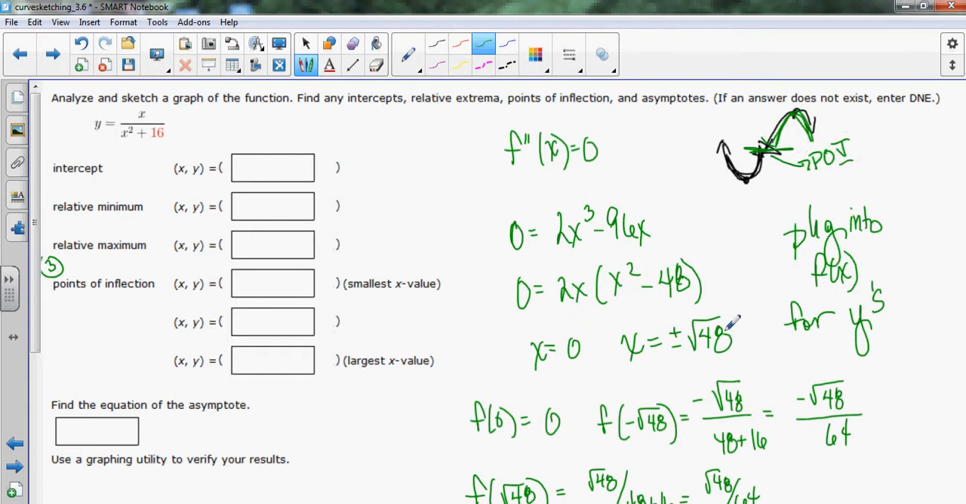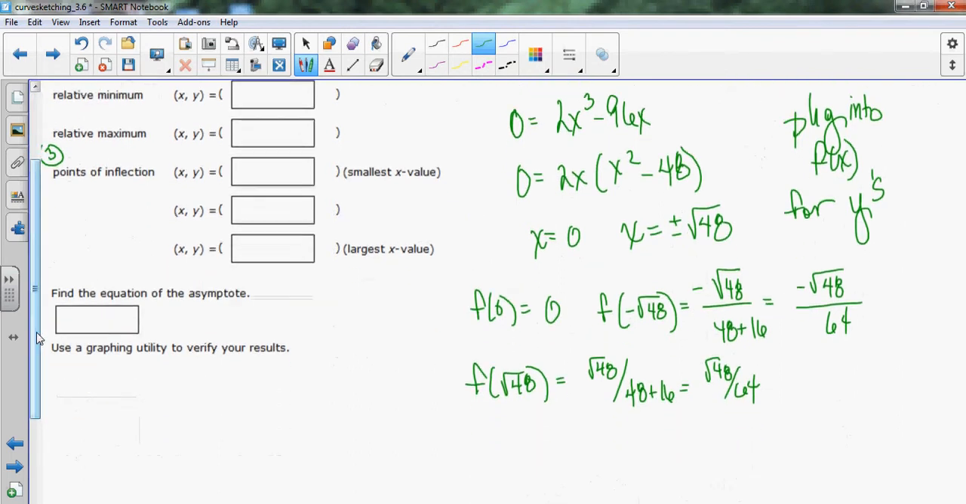So I have 3 points of inflection that I'm going to have to plug into my original. And one of them is going to be at the 0. Plug in the 0 to the original, you still get out that 0, 0. You plug in the negative radical 48. That's the smallest of the 3 numbers, so that will be my smallest point of inflection. You get a negative radical 48. When you square that, you're just with a positive 48 plus 16. So a negative radical 48, I can't write that small in this little box, over 64.